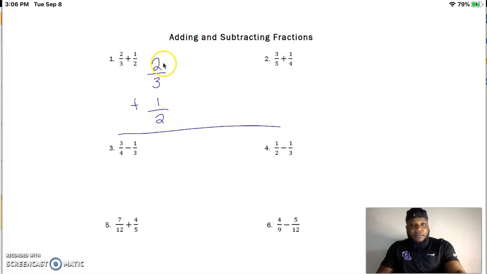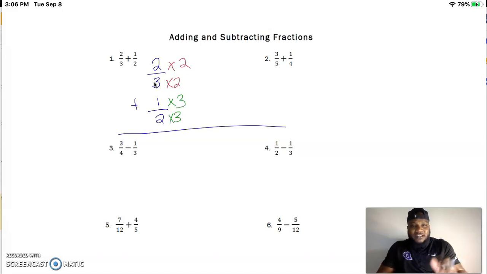I'm going to multiply the whole fraction, top and bottom, because you cannot do something to the top that you don't do to the bottom, and you can't do something to the bottom that you don't do to the top. So I'm going to multiply the numerator and the denominator of this fraction by 2. Then I'm going to come to this fraction and multiply the numerator and the denominator by the opposite denominator, which is 3. So I'm going to show you what that looks like. Multiply this one by 2 because 2 is the opposite denominator, and multiply this one by 3.